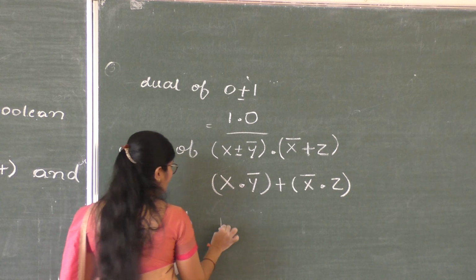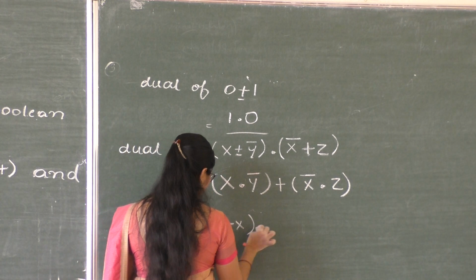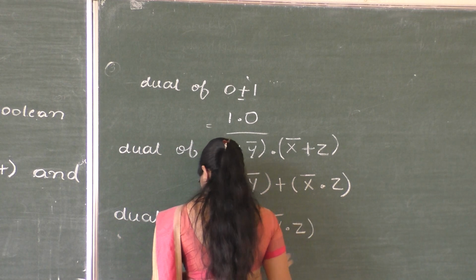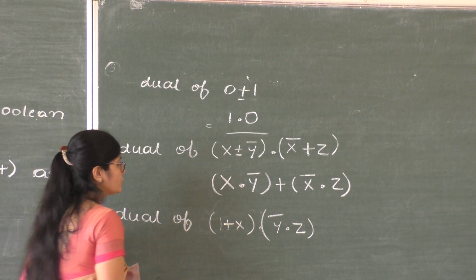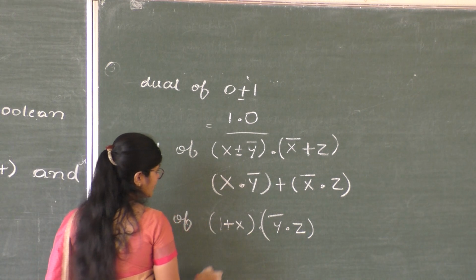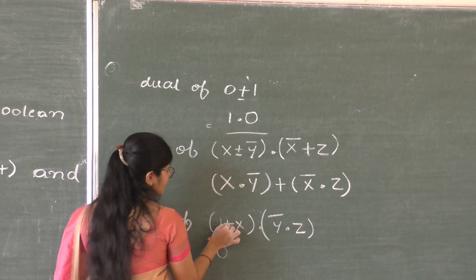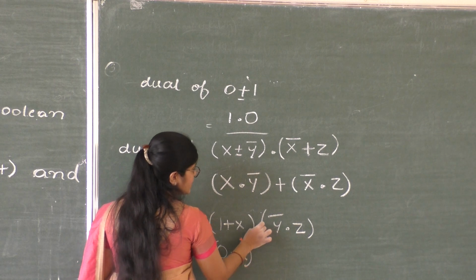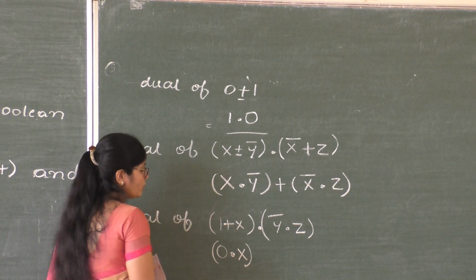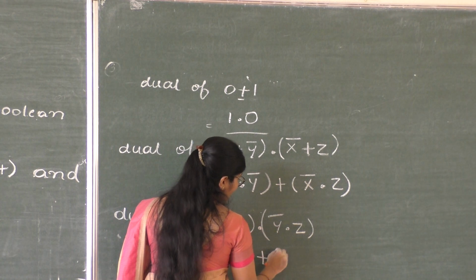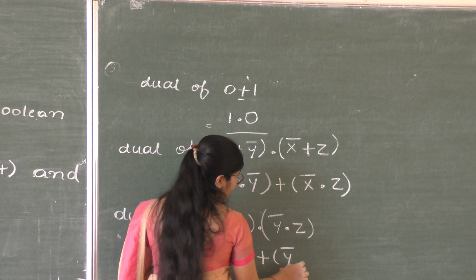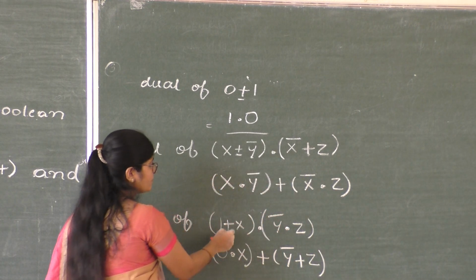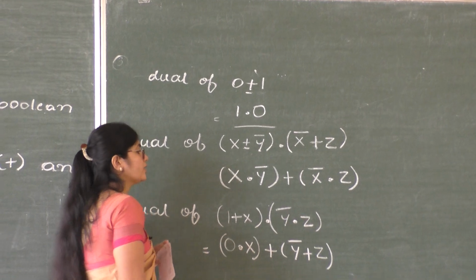Next, dual of 1 plus x into y bar into z. So dual of 1 plus x into y bar dot z. 1 change 1 by 0, change plus sign to dot sign. Next x, next you can see dot operator or AND operation, so change it to OR. Next y bar AND operator, so change it to OR z. So this is the dual of 1 plus x into y bar dot z.